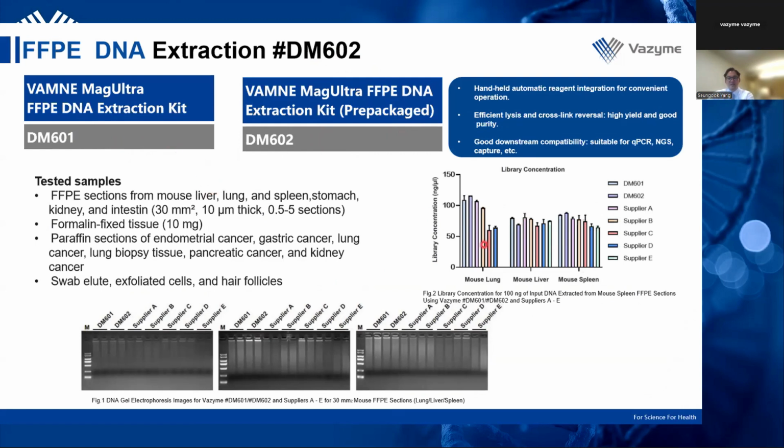So on the right side, the bar graph compares the library concentrations from different suppliers. As shown, both the DM601 and DM602 consistently yield higher DNA concentrations compared to the 5 leading competitors across the mouse, lung, liver, and spleen samples. At the bottom, the gel electrophoresis results confirm the quality and the integrity of DNA extracted using DM601 and DM602. And the bands are sharp and strong, indicating high quality DNA.